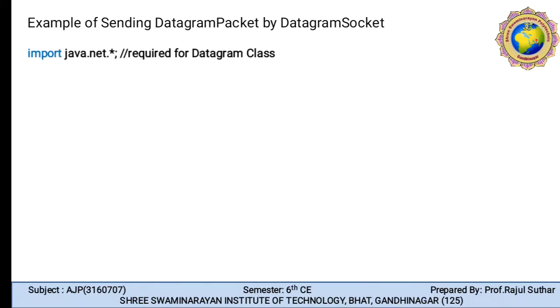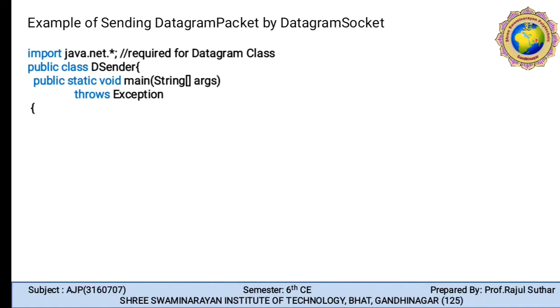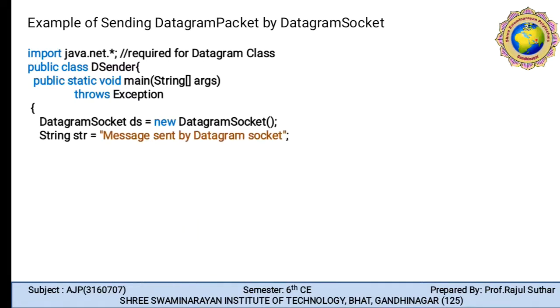Here is one example of datagram packet by datagram socket. So import java.net.*, which is required for the datagram class. Then we write public class DSender. DSender is a class name. Then public static void main, String args, throws Exception. DatagramSocket ds is equal to new DatagramSocket. This is the object created for the datagram socket. String str is equal to "message sent by datagram".